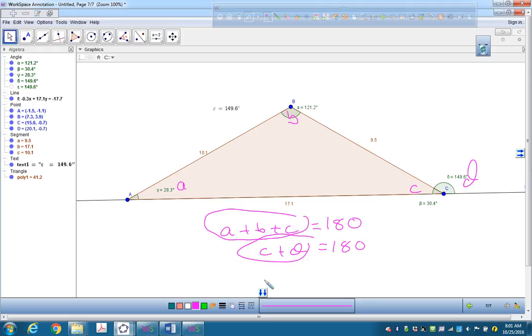They're equal to each other, right? With algebra, you could do a little substitution. So A plus B plus C equals C plus D. What's on both sides? What can I do with that C?